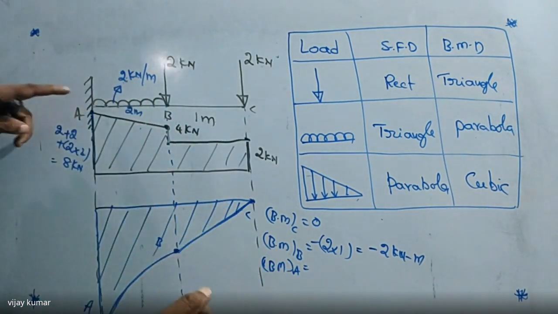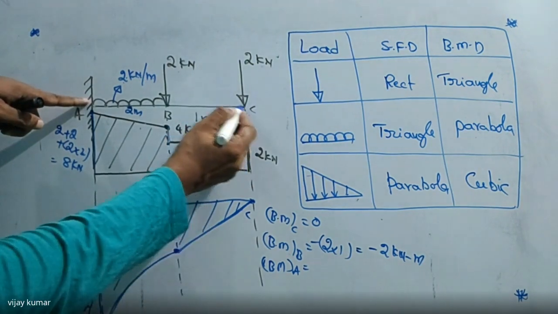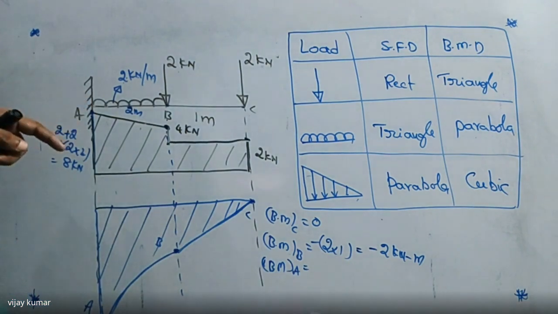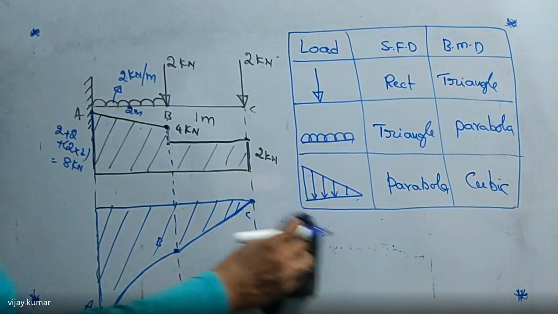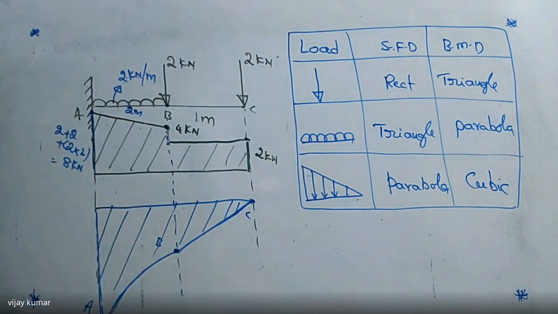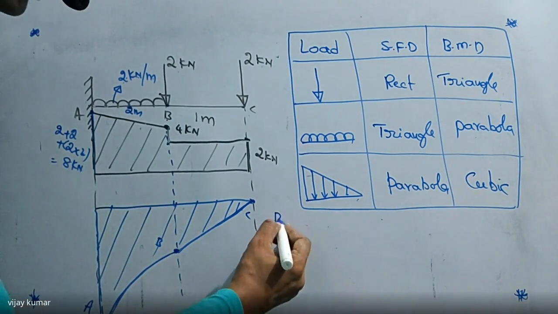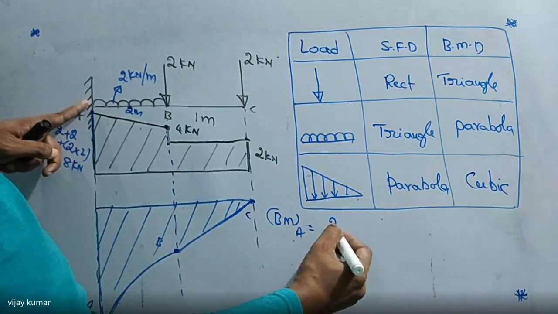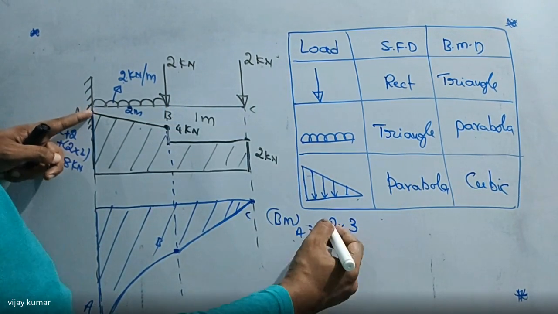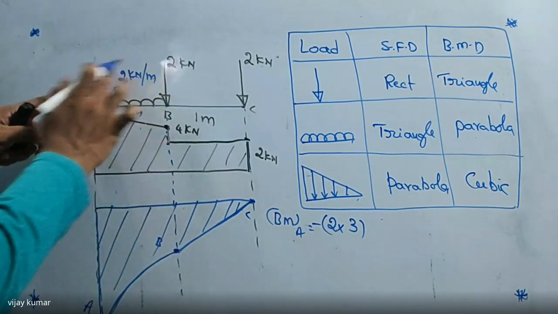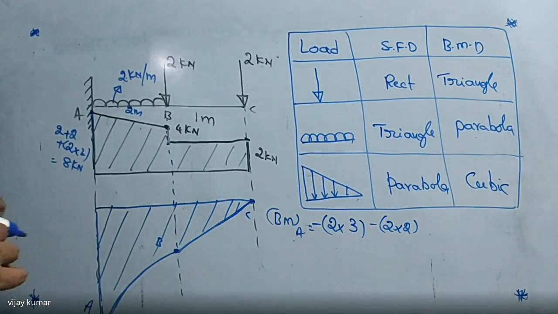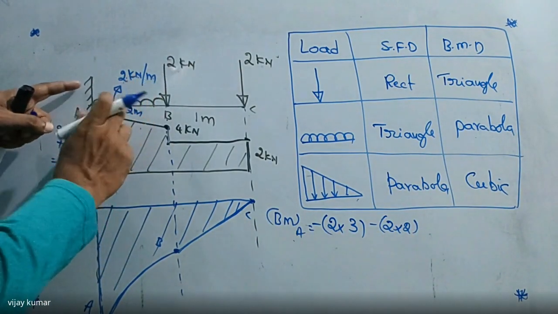Now tell me, at point A, this force into this entire length, I'm writing here carefully. So I'm writing bending moment at point A is equal to this force into this distance, that is 2 into 3, the total distance, minus, and this force into this distance, that is 2 into 2, which is also minus. Okay. And this one, what is this one?